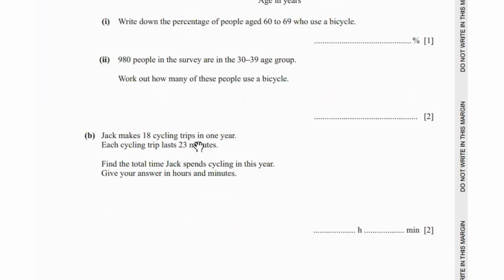Jack makes 18 cycling trips in 1 year. Each cycling trip lasts 23 minutes. Find the total time Jack spent cycling in this year, giving your answer in hours and minutes. So if he's making 18 cycling trips in 1 year and one cycling trip lasts 23 minutes, if we do 18 times 23, that is going to give us 414 minutes.